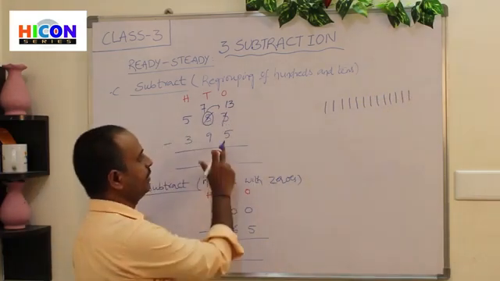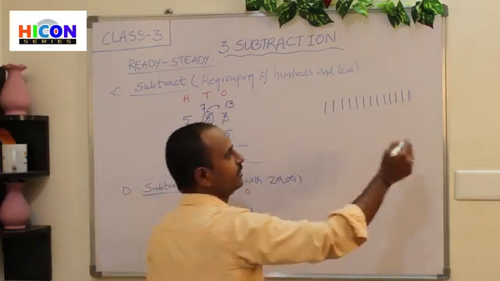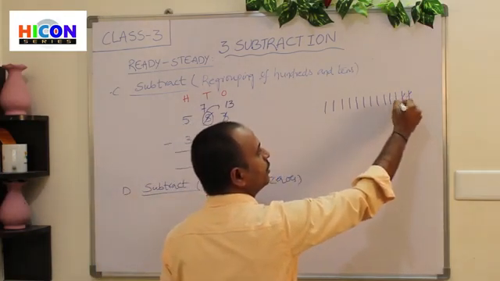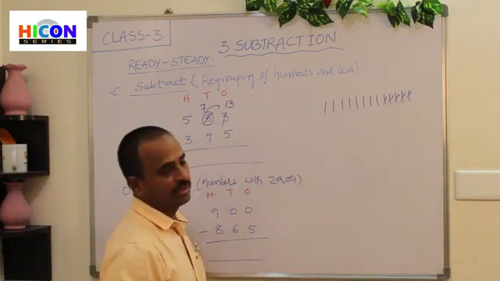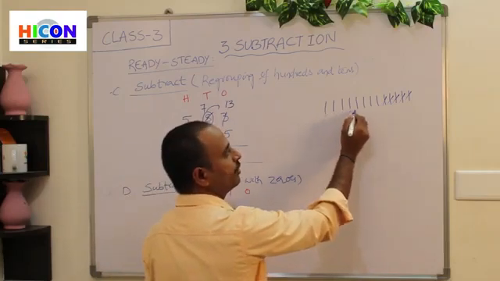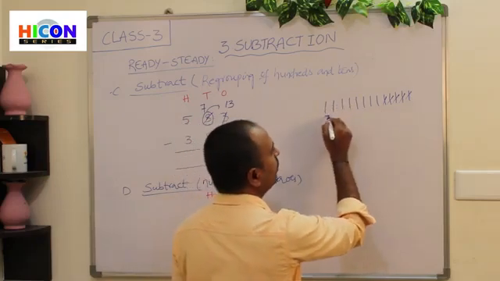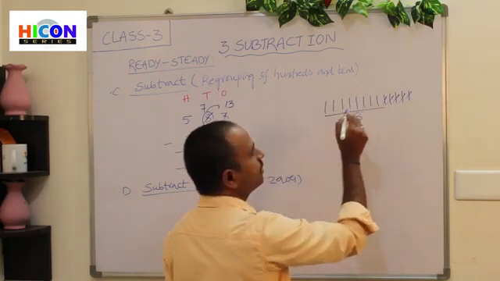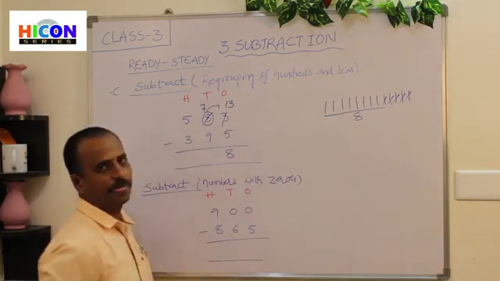So what is the second number here? 5. So strike off 5 lines among 13 lines. So strike off 5 lines. 1, 2, 3, 4, 5. So now count the remaining lines. 1, 2, 3, 4, 5, 6, 7, 8. So children, how many lines are there? So 8 lines will be left there. So write 8 under ones place.